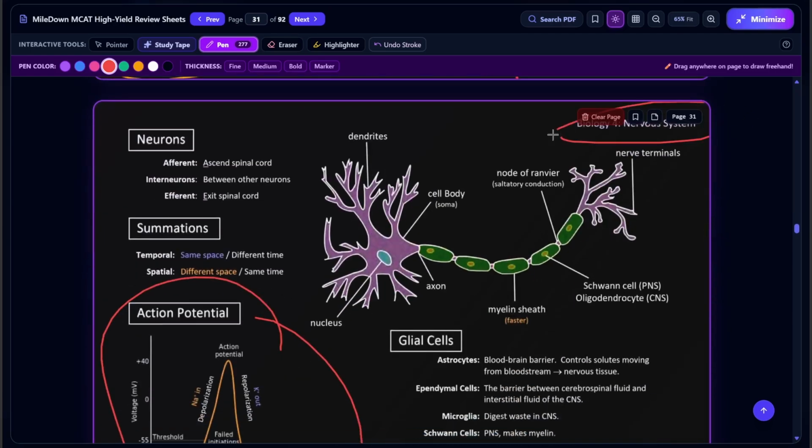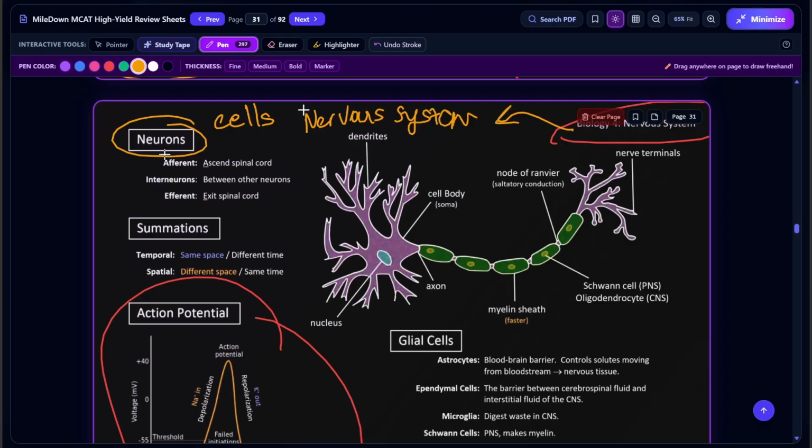Okay, so now we can go into the nervous system, one of my favorite parts. So the nervous system is made up of your neurons. Neurons are types of cells, and these types of cells that run your nervous system are called neurons. That's the name of this chapter, nervous system.